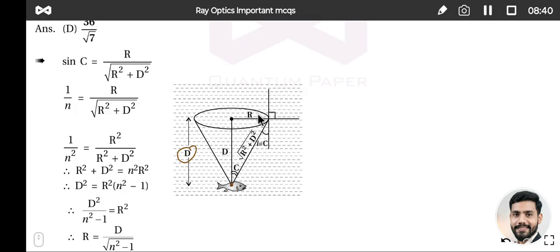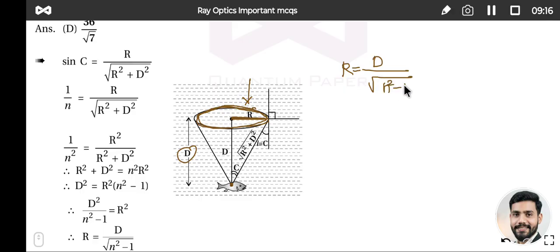Look at the diagram. The fish is 12 centimeter below the water surface, so the depth d is 12 centimeter. The fish is looking upward. How much can it see maximum? It can see like this in a circular region. Even from our eyes, the maximum view we can see is circular. So we have to find out the radius. Whenever a question like this comes, that inside the water some object is there, how much can it see on the top of the surface, to find the radius, you can remember the formula: r is equal to d upon root of n square minus 1. D means the depth, n is the refractive index.